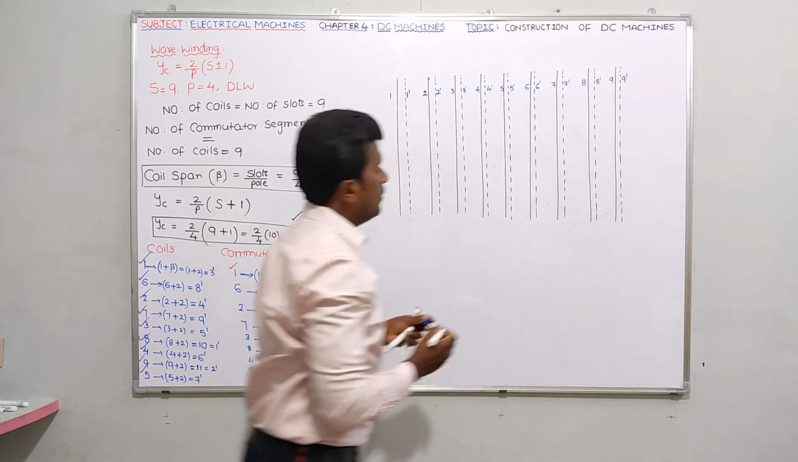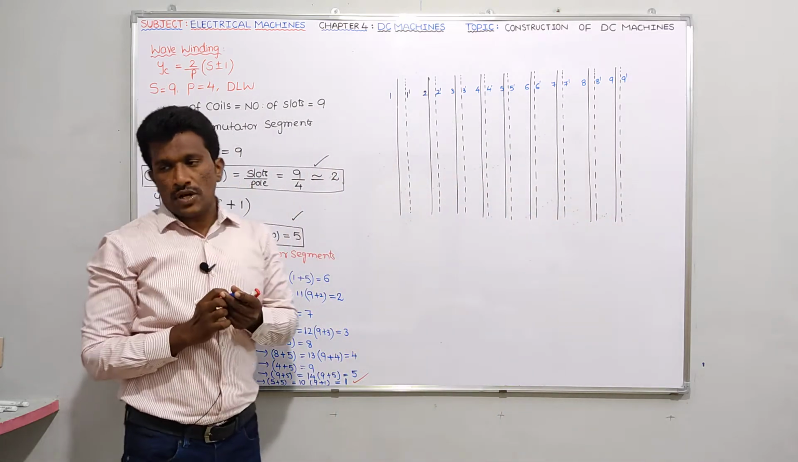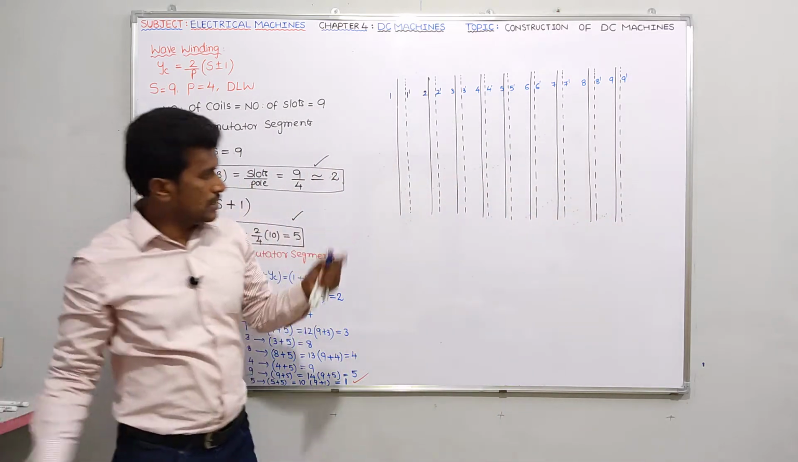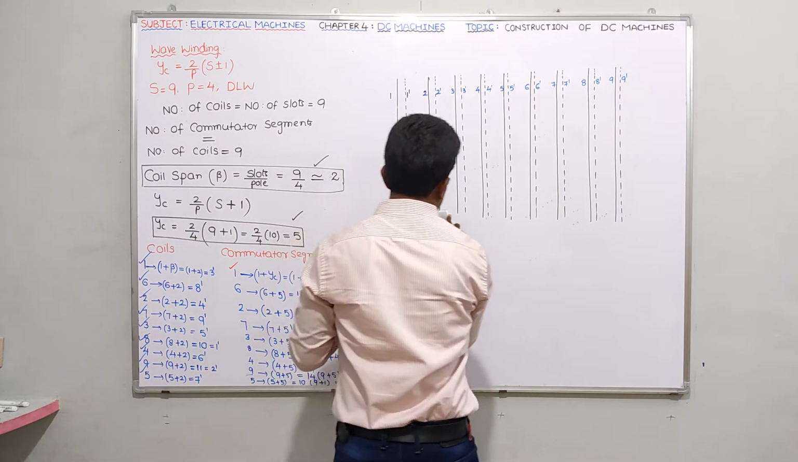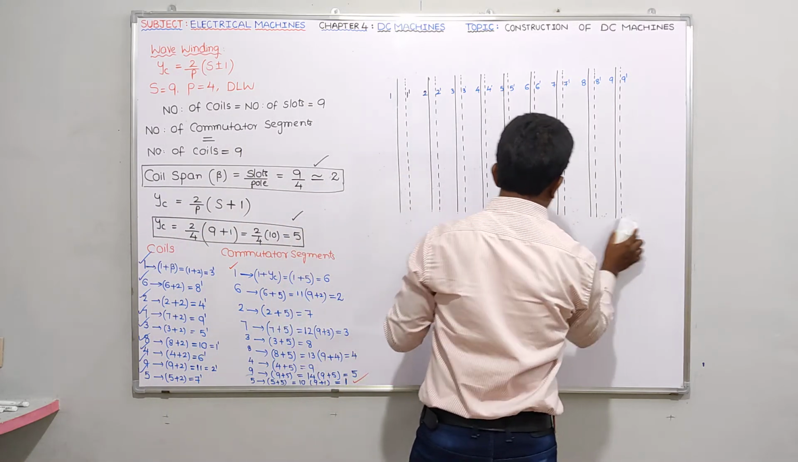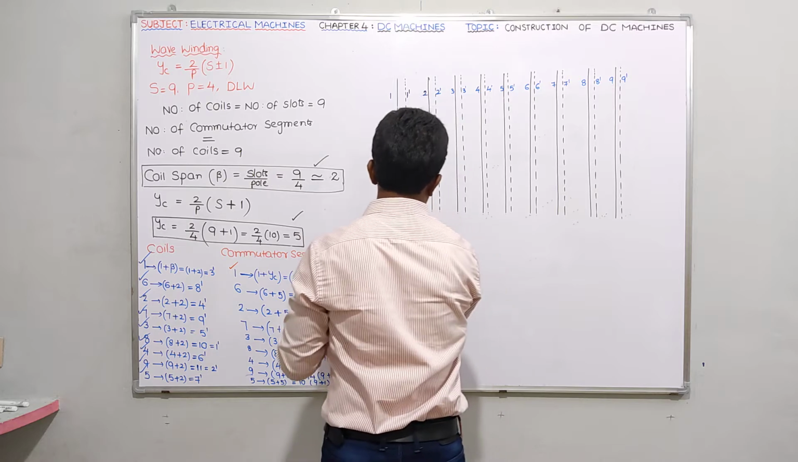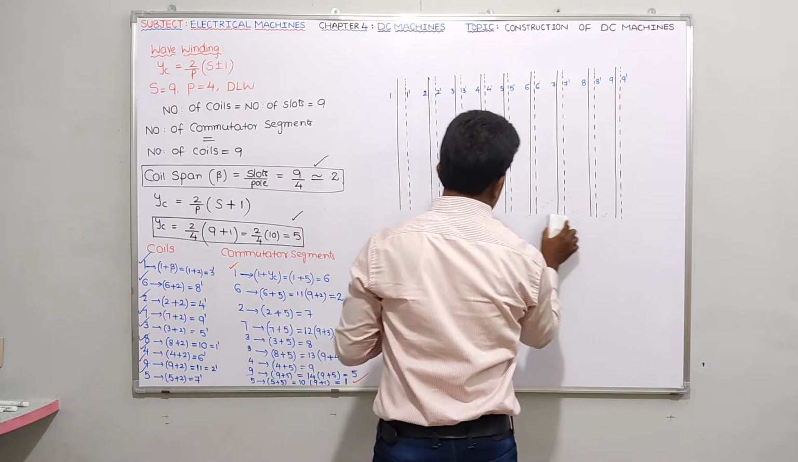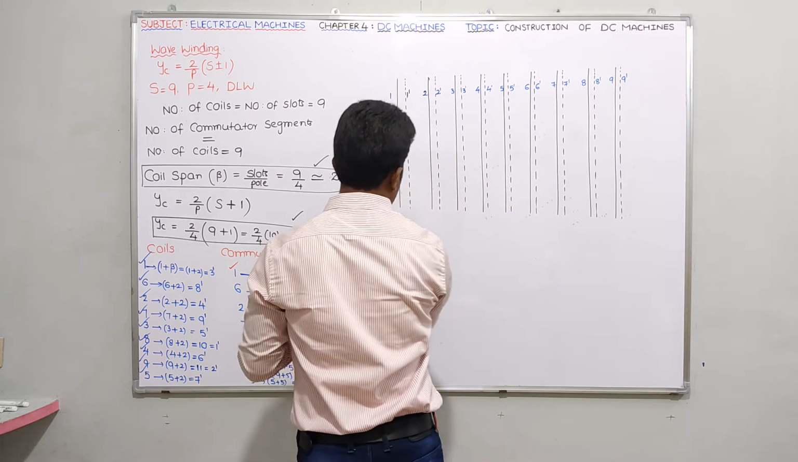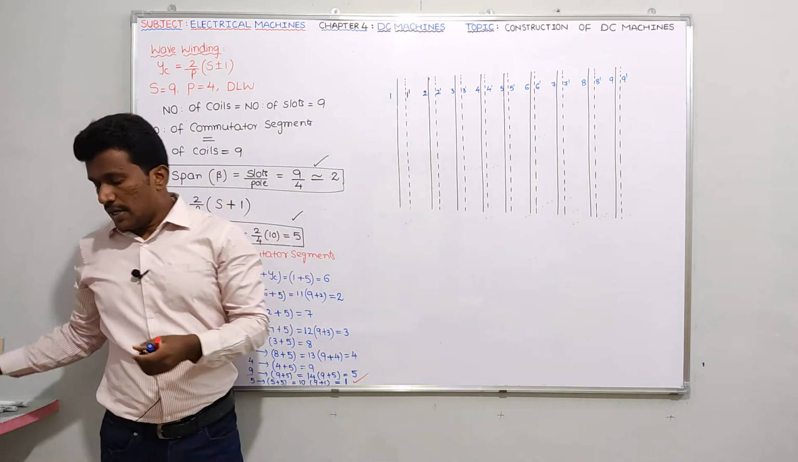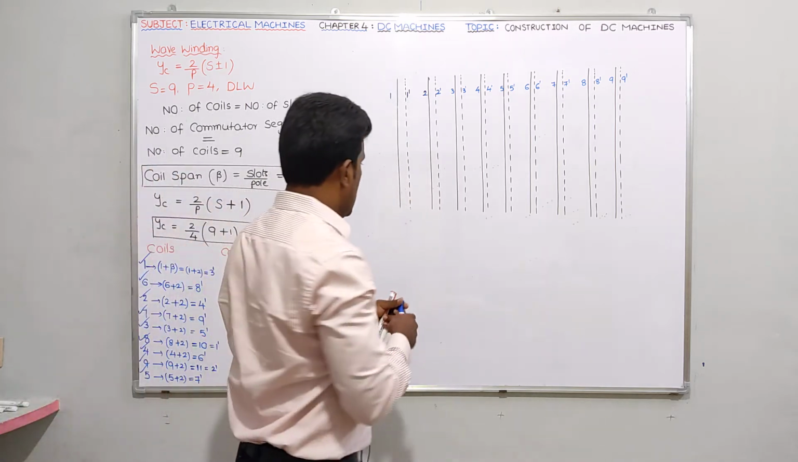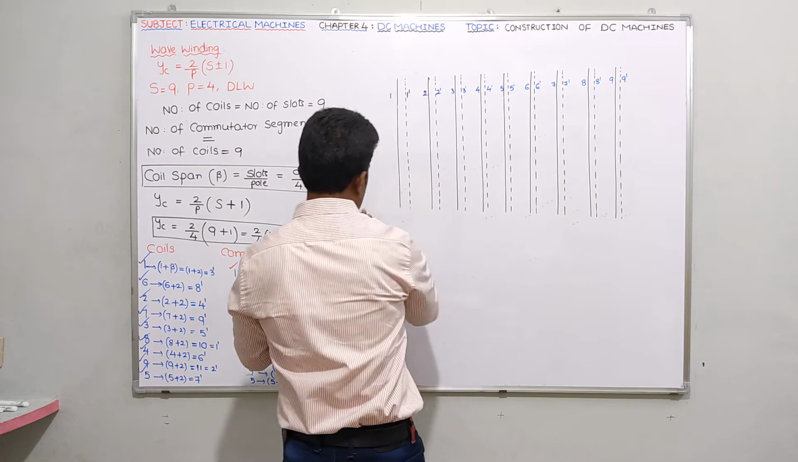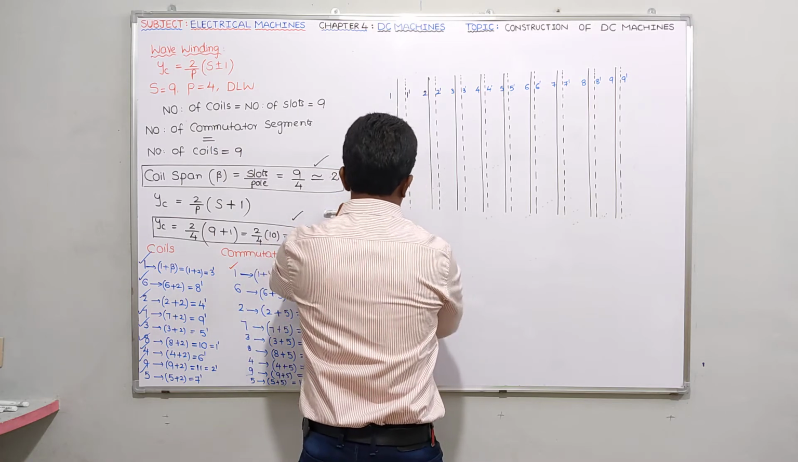Okay, in total I am having 9 slots. In each slot I am having 2 coil sides, so I can show like this. The length should be the same for a neat diagram. Let me take the same length so the diagram will be nice. Okay, right guys, and let me show the commutator segments under these coils.